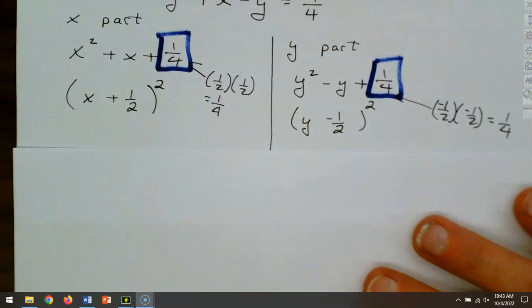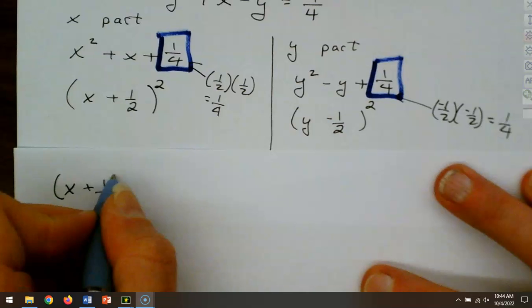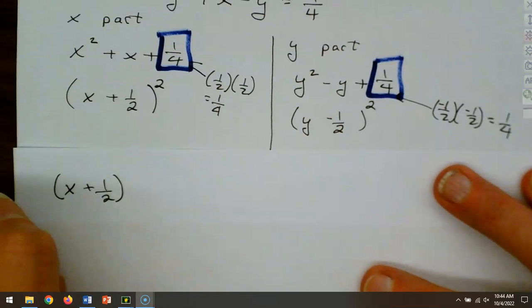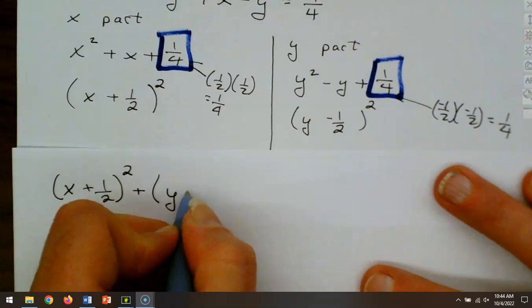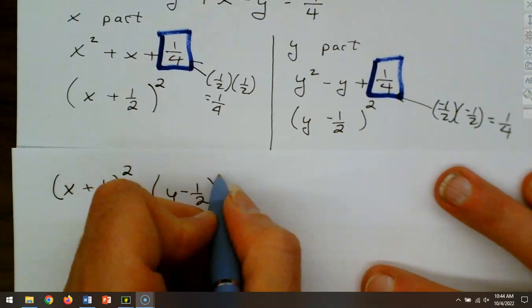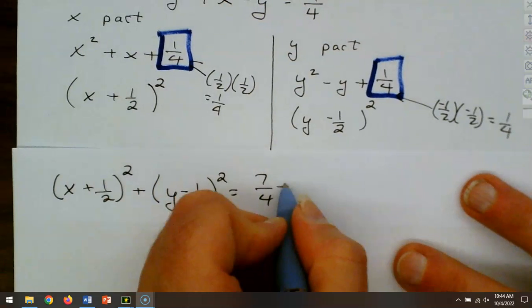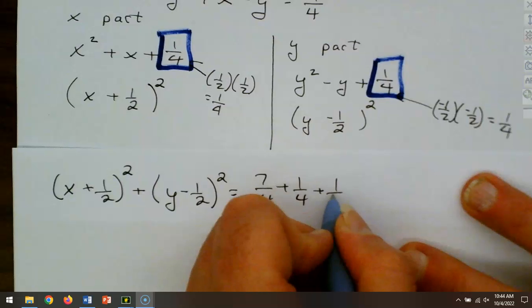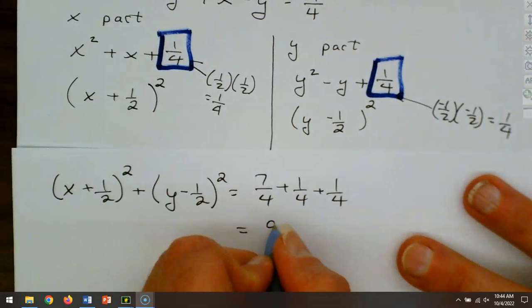So let's put this back together. We've got x plus 1/2 quantity squared. Let me say it right here. We've got y minus 1/2 quantity squared. Now we had a 7/4. We've got to add in another 4th and another 4th, right, from the two pieces. That gives you 9/4.